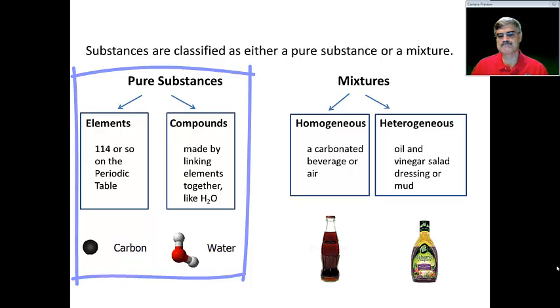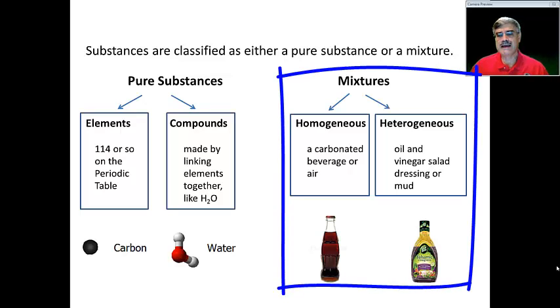Now, matter can also be a mixture, and mixtures can be either homogeneous mixtures or heterogeneous mixtures. One way of thinking about homogeneous matter is that if you had the top half or the bottom half of that substance, it would appear to be the same. For example, if you had a bottle of cola, the top half, the bottom half would essentially be the same.